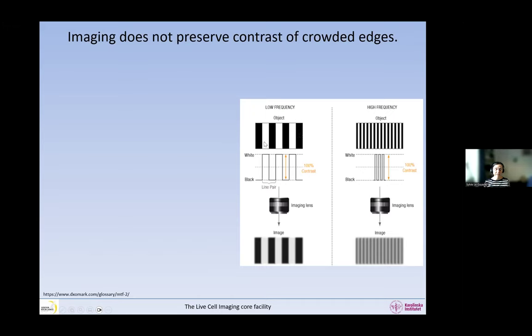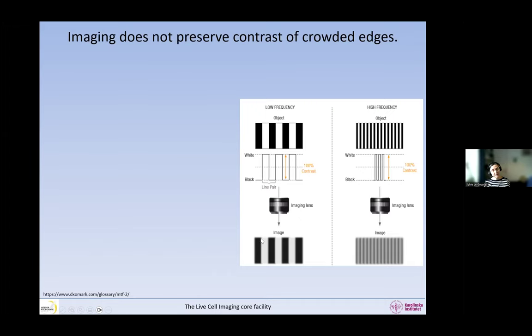If this is our object and we have a pattern of black and white bars, when we take this image, if we draw a line here, this is the type of profile we're getting. It's either black or white, and we have very sharp edges between the black and white. And we have a certain contrast, which is the difference in intensity between the black and the white. But when we image, this is what the image looks like.